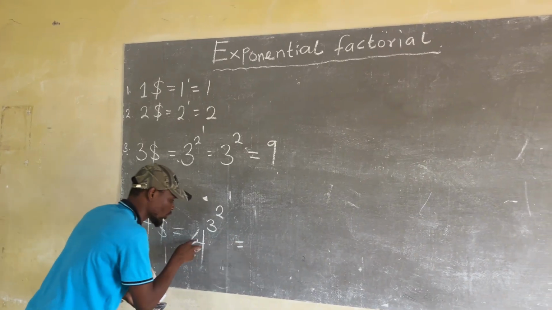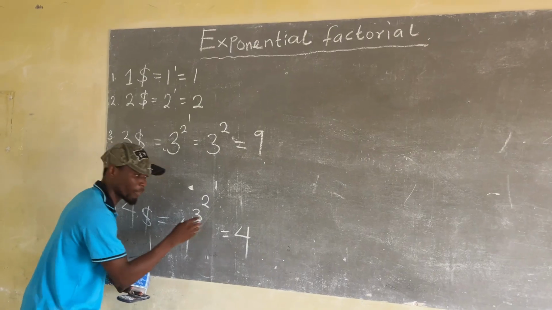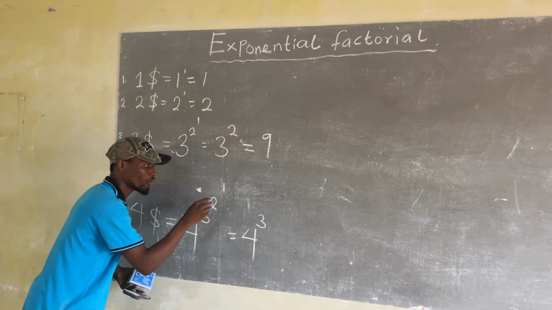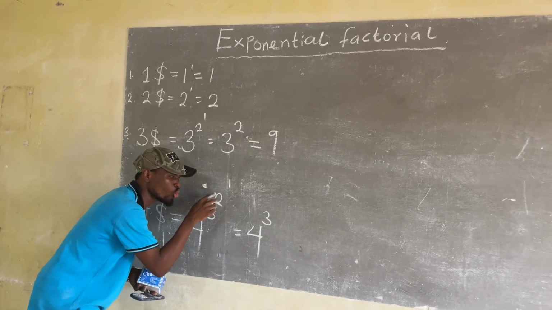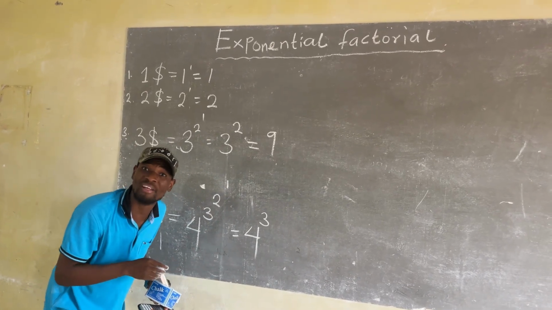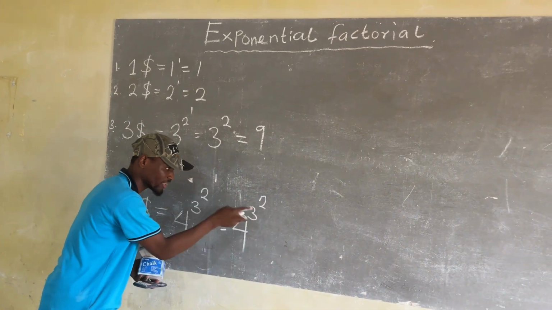This is equal to, what do we have here? 4. Now, class, to the power what? To the power 3. Right? Now, from top to down, what is 2 raised to the power 1? 2 exponent 1 is the same as 2. So this is 2, because 2 raised to the power 1 is 2.